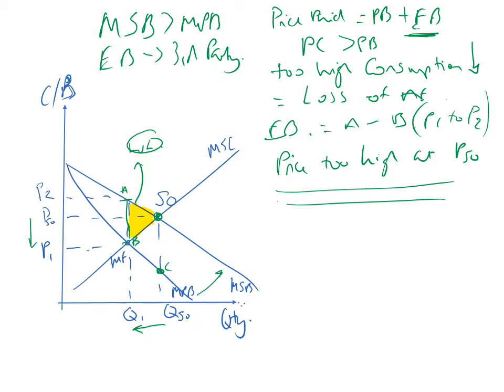So the price being too high is at PSO, and that means that the quantity becomes too low because the demand can't reach a stable equilibrium at PSO. It can only reach a stable equilibrium at P1 Q1, where the quantity then becomes too low, and this is the loss of allocative efficiency. So that's explaining why it's a market failure.